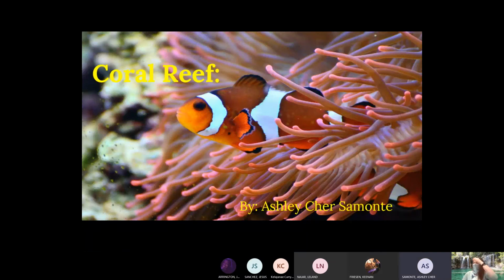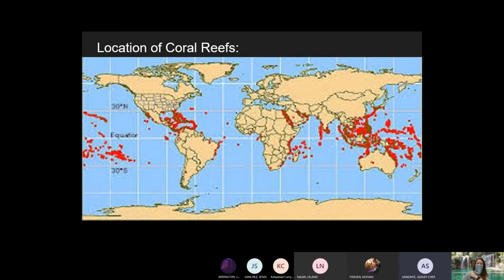Okay, hi everyone, I'm Ashley and I'm doing a presentation about coral reefs. Next. Here's the location of where coral reefs are located. All the red dots.